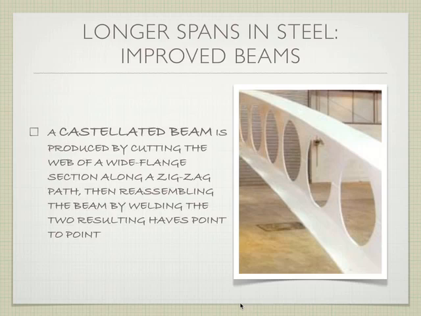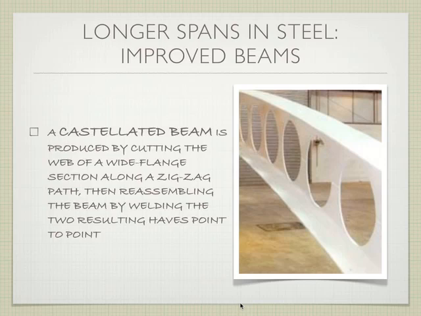So what if we need to find a way to span longer distances? The regular traditional steel just isn't cutting it. We need a bigger open space. We need to be able to span that. How do we do it? The first way is to make something called a castellated beam. We take a standard I-beam or wide flange and cut it in a zigzag pattern. I'll show you it's going to end up looking like that. We take the two pieces, split them apart, and weld them back together.